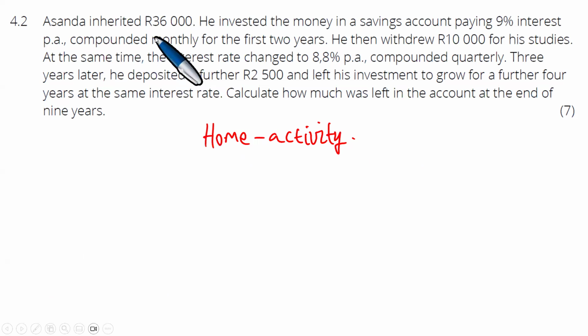Asanda inherited 36,000 Rand. He invested the money in a savings account, paying 9% interest rate per annum, compounded monthly for the first 2 years. He then withdrew 10,000 for his studies. At the same time, the interest rate changed to 8.8% compounded quarterly. 3 years later, he deposited a further 2,500 and left his investment to grow for a further 4 years. At the same interest rate, calculate how much was left in the account at the end of 9 years.